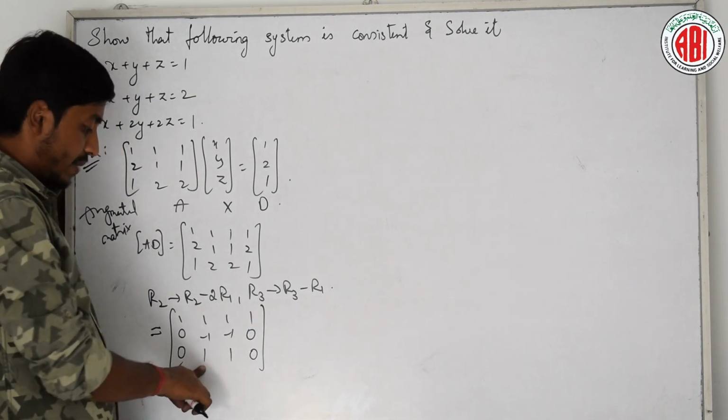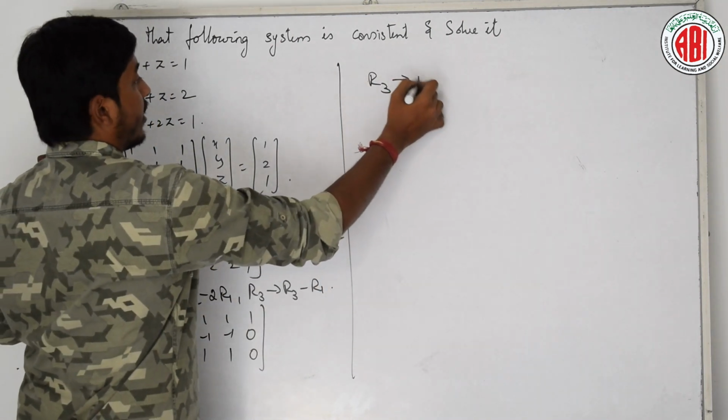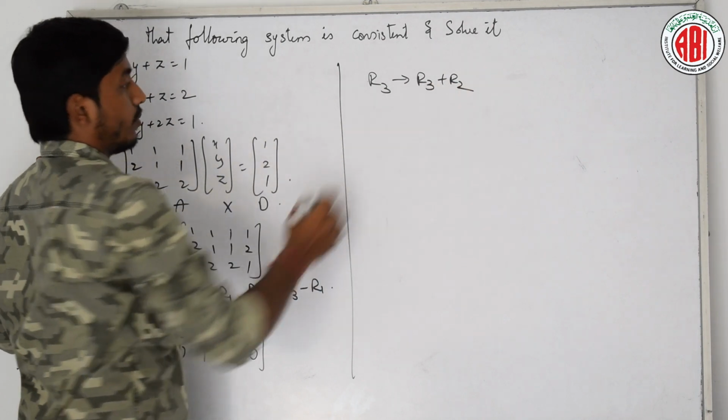And the next step, we have to make this term as 0. Okay? How do we get? R3 tends to R3 plus R2. Okay?